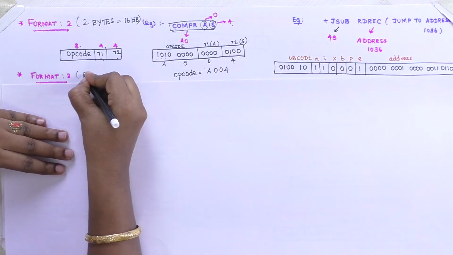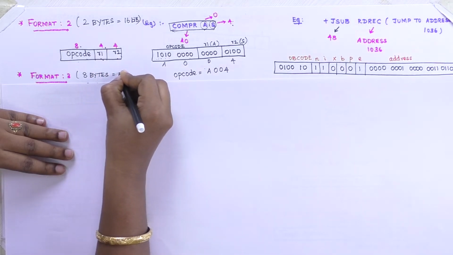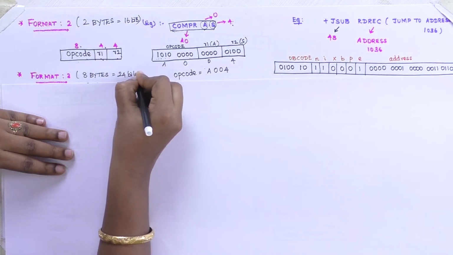Next, format 3. Format 3 is 3 bytes, that is equal to 24 bits. Format 3 and format 4 are somewhat complex. In format 1, we saw just the opcode alone. In format 2, opcode, register 1 and register 2. Whereas in format 3 and format 4, we will represent all the different kinds of addressing modes that we see in our architecture, in our instructions.